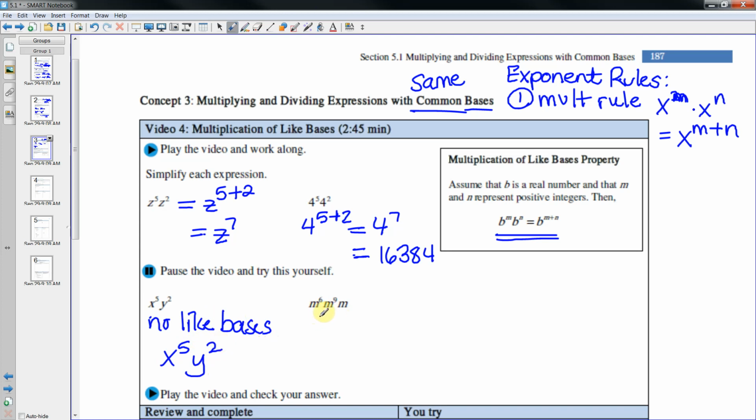Alright, here I've got m to the 6th, m to the 9th, and an m. And if there's no exponent, there's an imaginary 1 there. So I'm going to have m to the 6th plus 9 plus 1. So that gives me m to the 6 plus 9 is 15 plus 1 more is 16, m to the 16th.